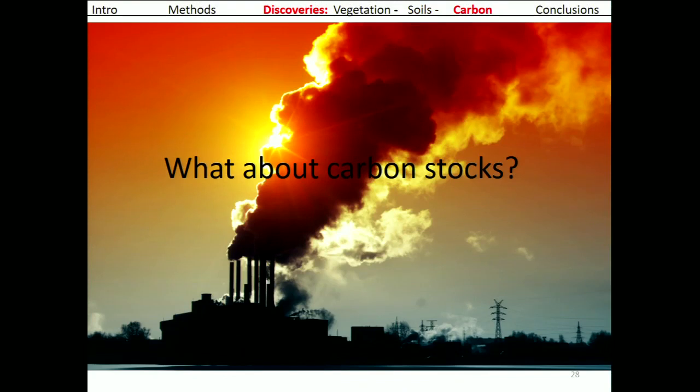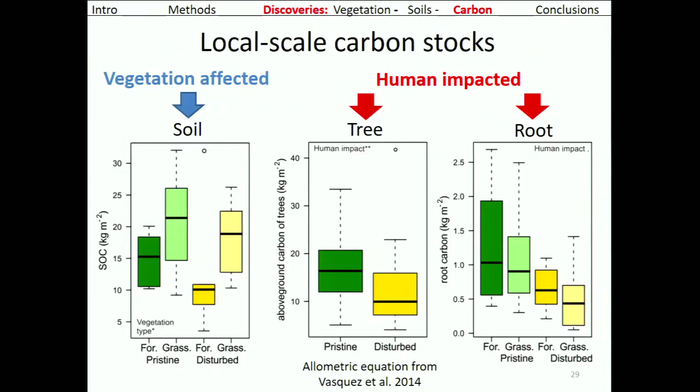So with all of that information, we've got the soil, the vegetation data, what about the carbon stocks? So we found at the local scale that, like I said, with the soils, they were influenced by vegetation, with there being more carbon held in grasslands than in forests. Now, with the carbon held in biomass, as you can see here in the carbon held in trees and in roots, you actually do see that, yes, they are impacted. There is a significant difference there.